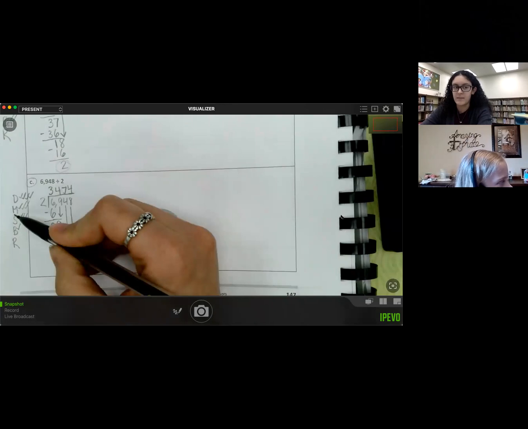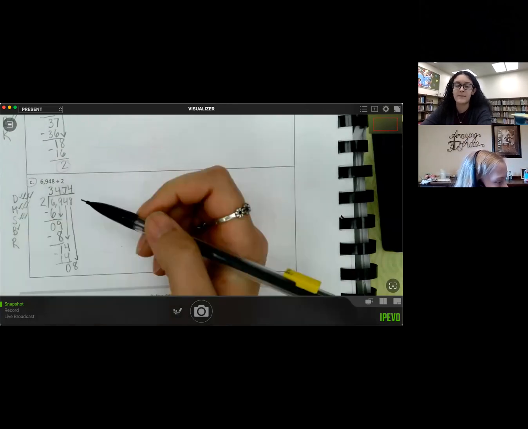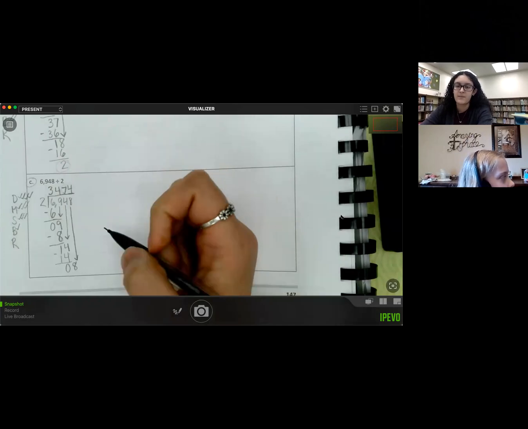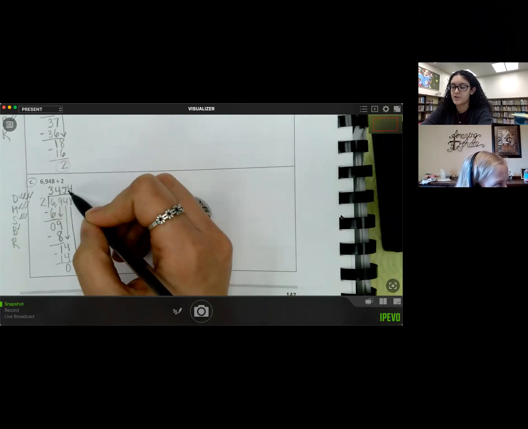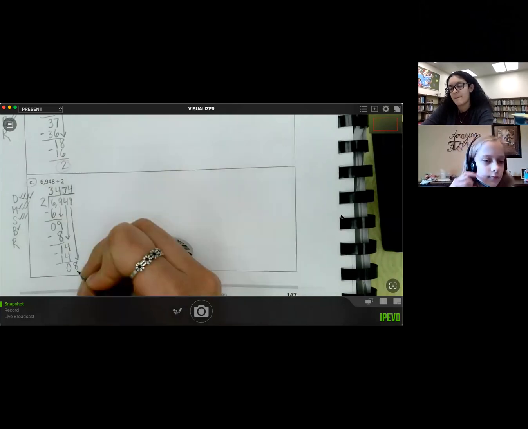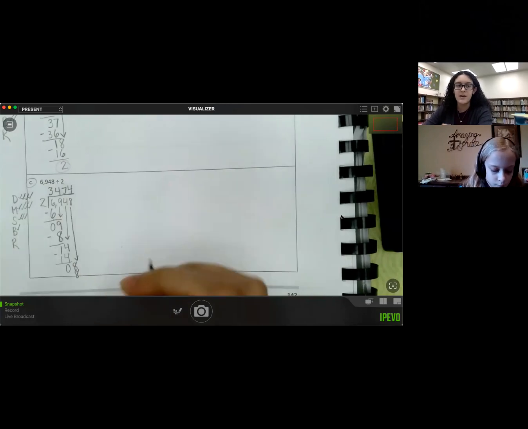What's our next step? Multiply. So what are we going to multiply? 2 times 4. Right. So now we're working on our ones place. We're focused on just our 1. So 4 times 2. And what is 4 times 2? 8. Right, 8. And what are we doing next, Sarah?